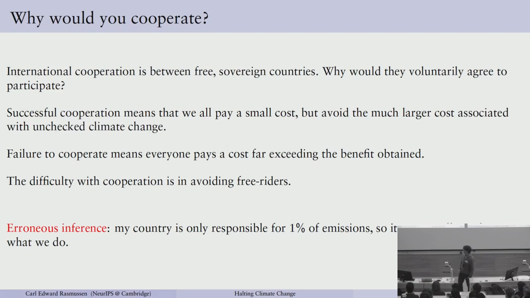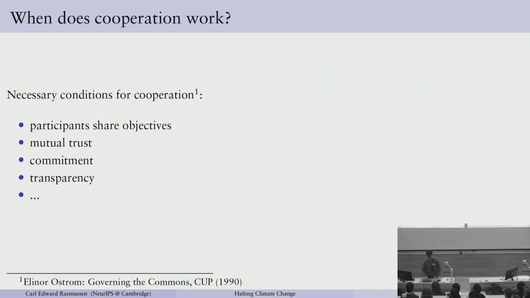Now, you often hear in the media sentences like, my country is only responsible for 1% of the emissions, so it's essentially irrelevant what we do. A surprising number of people say this, and of course, this is the wrong inference. This is completely not understanding what cooperation means. That's a very dangerous thing.